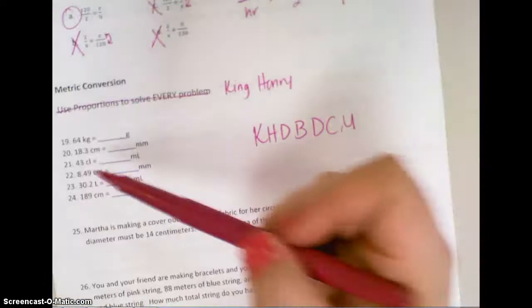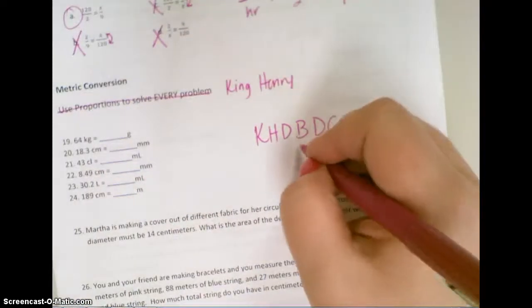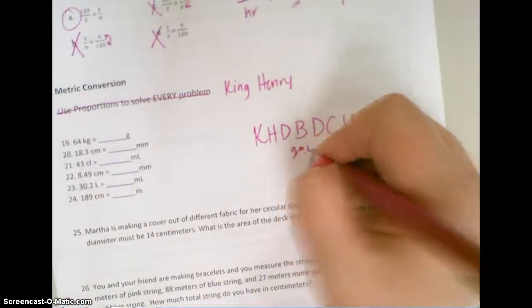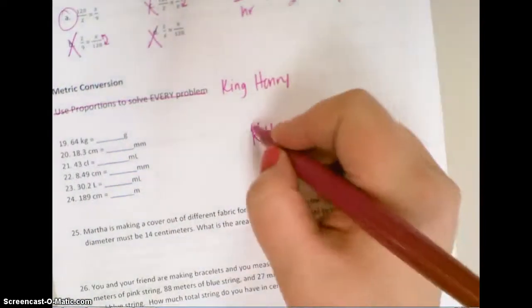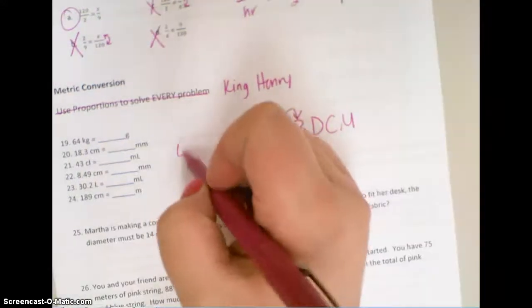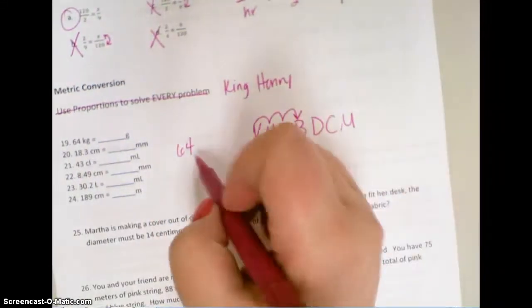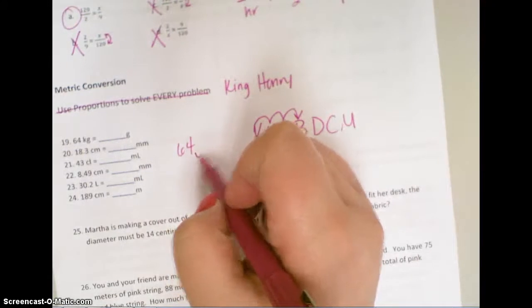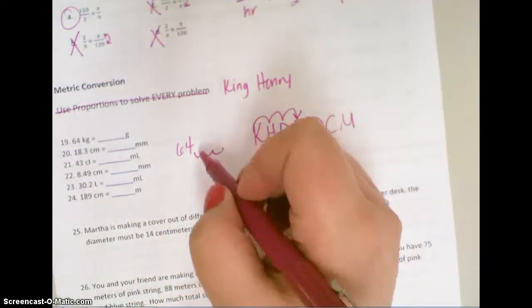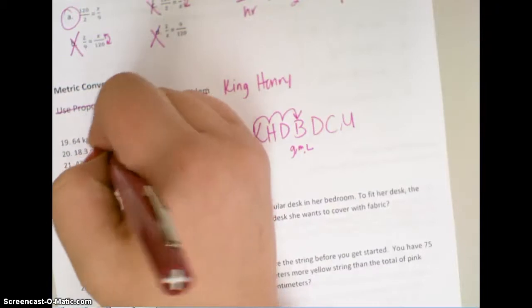To go from kilograms to grams, remember that our base is our grams, meters, and liters. So I'm going from kilograms to grams. I'm going 1, 2, 3 spots to the right. So I have 64, and to multiply, I'm going to go 1, 2, 3, by 1,000. Multiply by 1,000. I'm going to add 3 zeros in, so this would be 64,000 grams.